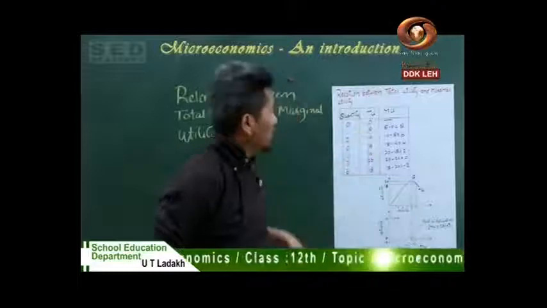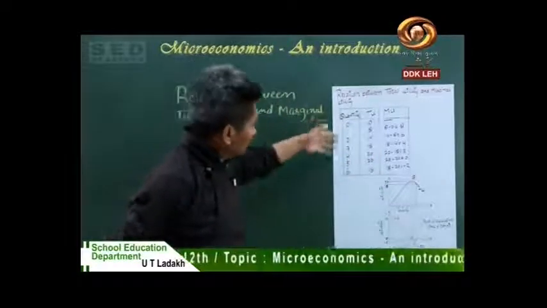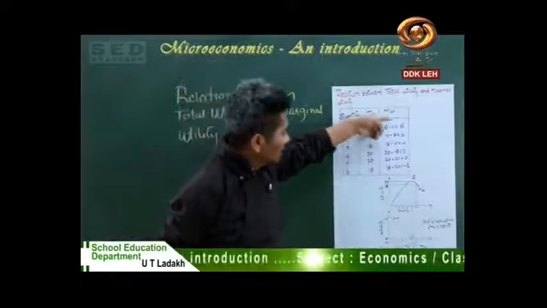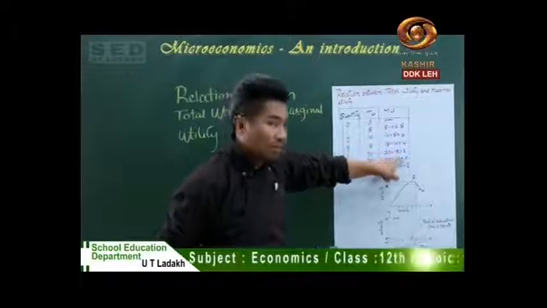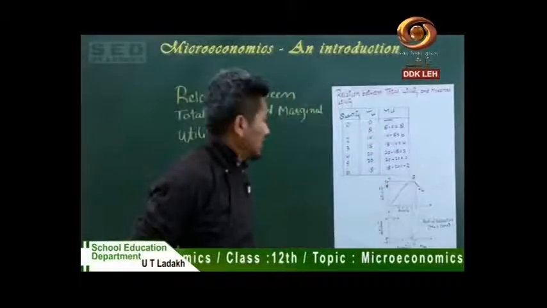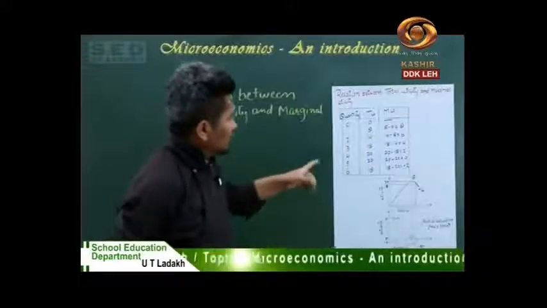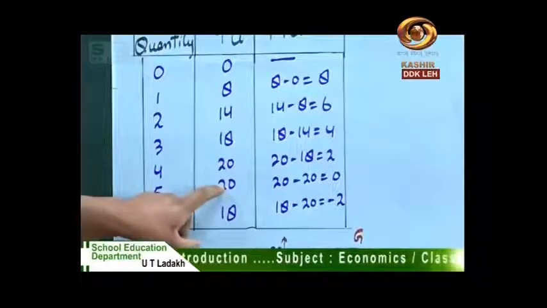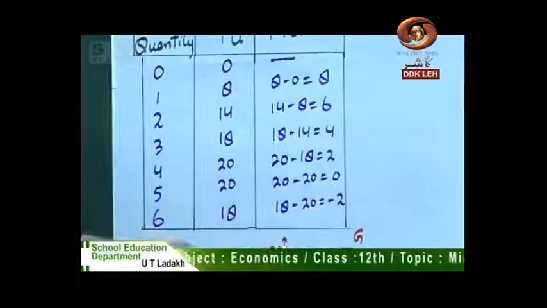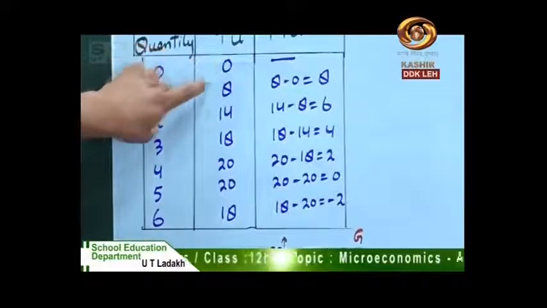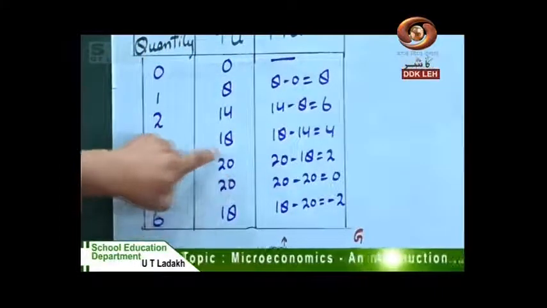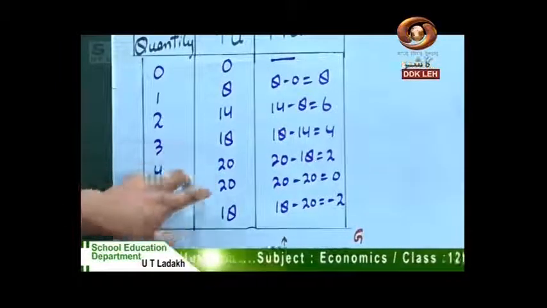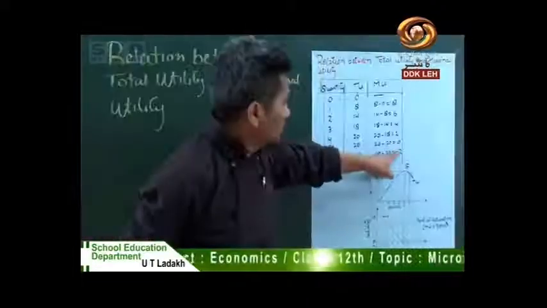Now from the whole table, what you observe is that as you go on consuming goods, the total utility goes on increasing, but the marginal utility goes on decreasing. It reaches 0 and then goes into negative. But there is a point where the total utility is maximum, and at that point the marginal utility is 0. The total utility goes on increasing up to a certain point, reaches its maximum level and then goes on decreasing. When the total utility is maximum, the marginal utility becomes 0 and then goes into negative.